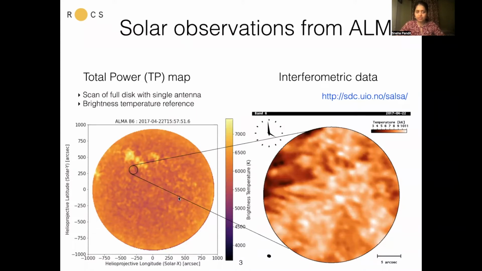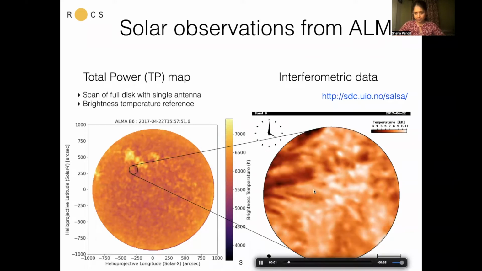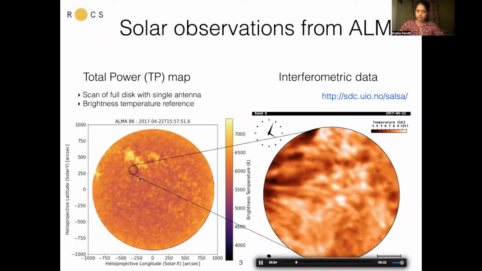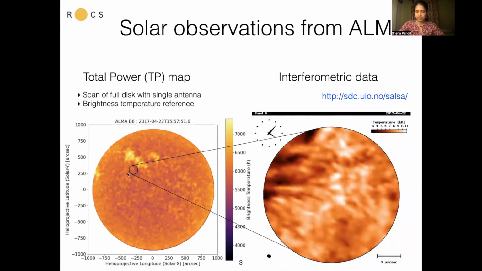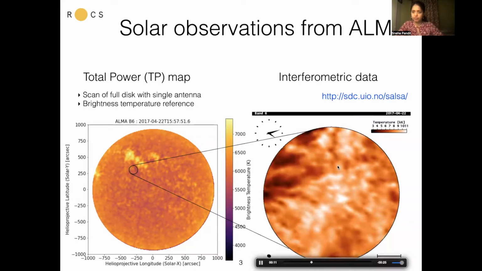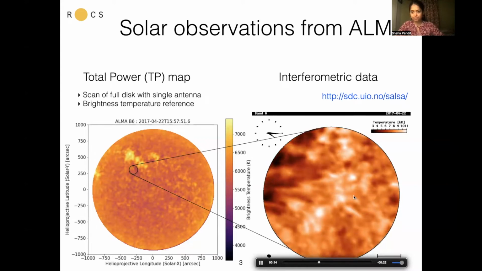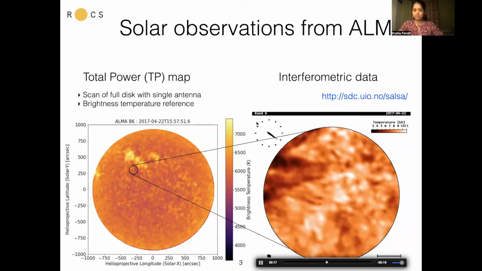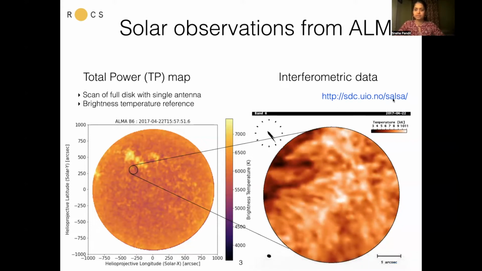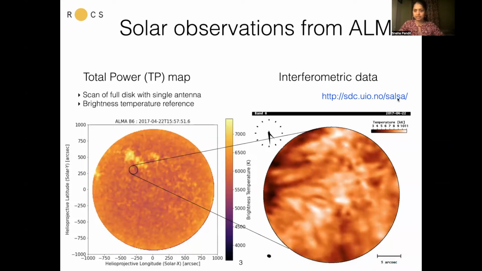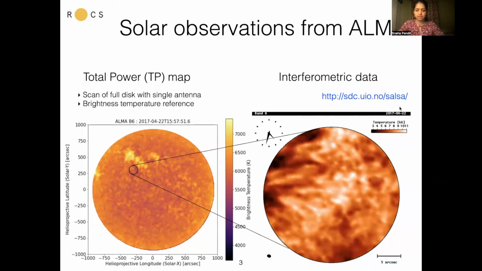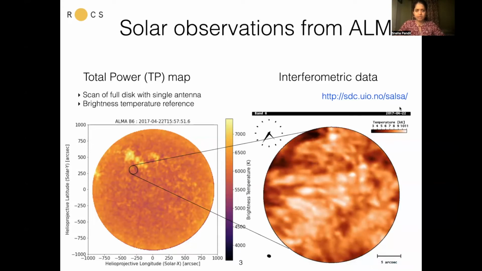To illustrate our observations of the Sun, this is a total power map, or a full disk map, of the Sun, and it is scanned by the single antenna. So this can be used for the reference brightness temperatures for the interferometric data. This interferometric data is from the same time, so the reference brightness temperature is used to calibrate the interferometric data, and we can see small features as well. These images are formed with the SoAP pipeline, which is made in-house at ROSSELAND. So this is the link that you can use to access the images or data.